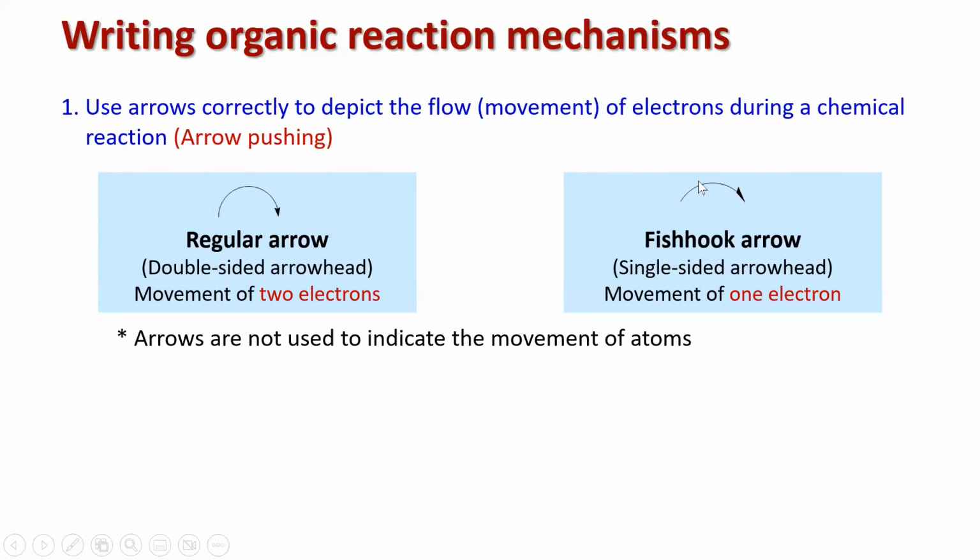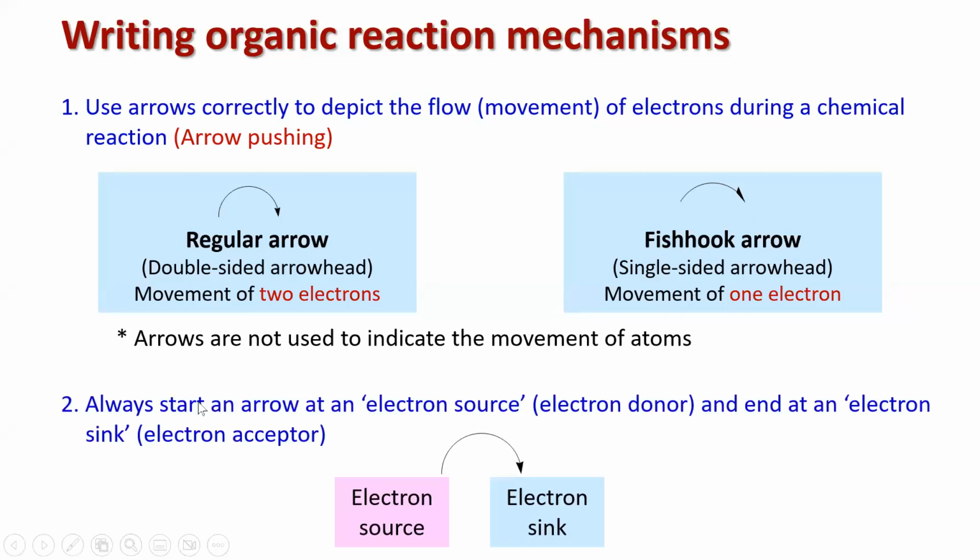And the second type of arrow we are using is the fishhook arrow. It's a single-sided arrowhead, and it indicates the movement of 1 electron, right? So arrows are not used to indicate the movement of atoms. Remember that. So we are indicating by putting an arrow the movement of electrons, right? So movement of 2 electrons is given by this double-sided arrowhead, and movement of 1 electron is indicated by this half arrow, or fishhook arrow.